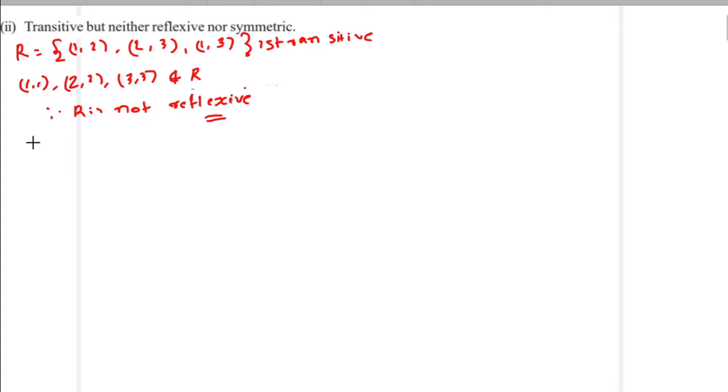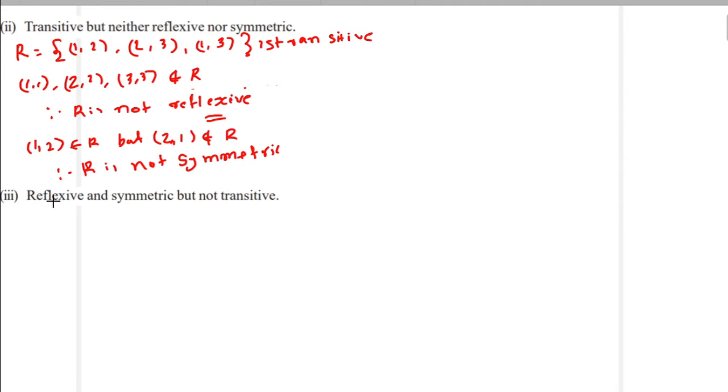Okay, also here (1, 2) belongs to R, but (2, 1) does not belong to R, therefore R is not symmetric. Okay, R is not symmetric. So R is only transitive but not reflexive, not symmetric. Okay, the next one is reflexive and symmetric but not transitive.